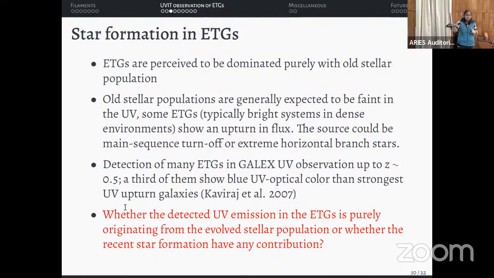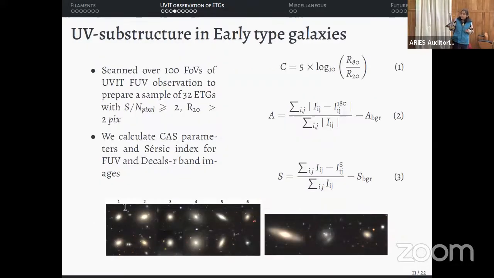We are looking at the other side of the spectrum. We are looking at the most massive and red elliptical galaxies, and we want to detect such galaxies in UV and see where this UV emission is coming from in those massive red galaxies. So for that, we create a sample. We scan about hundreds of UVIT fields of view, and for morphology, we refer to the Galaxy Zoo catalog.